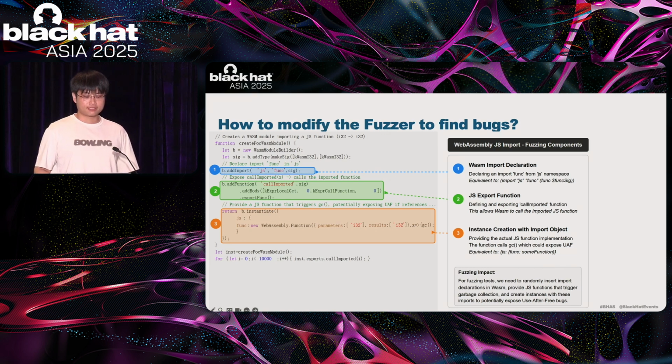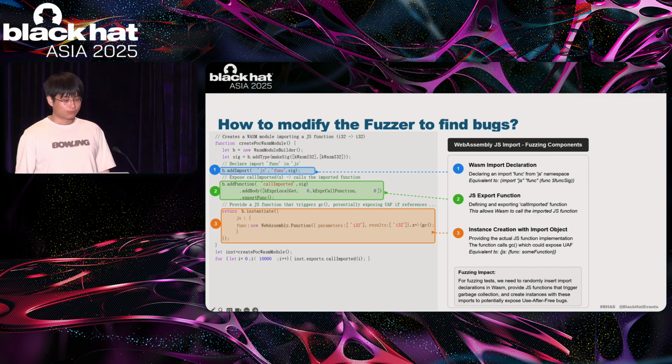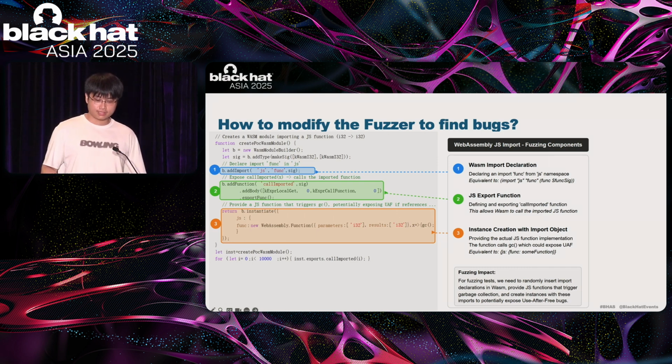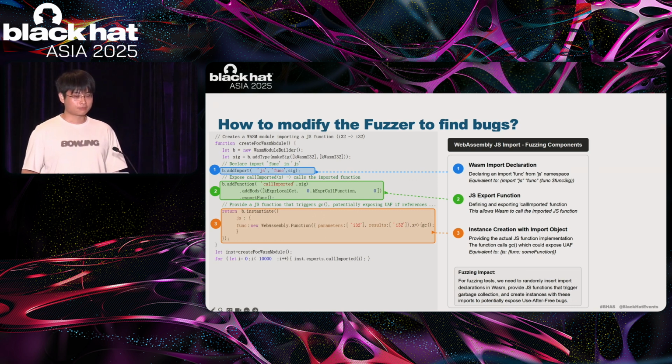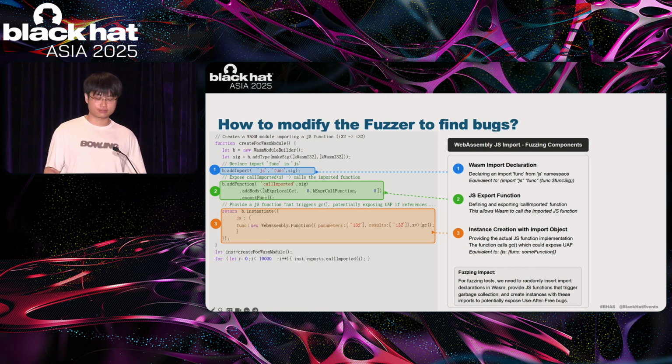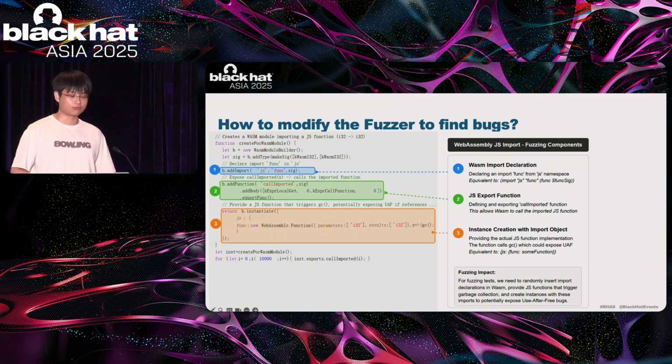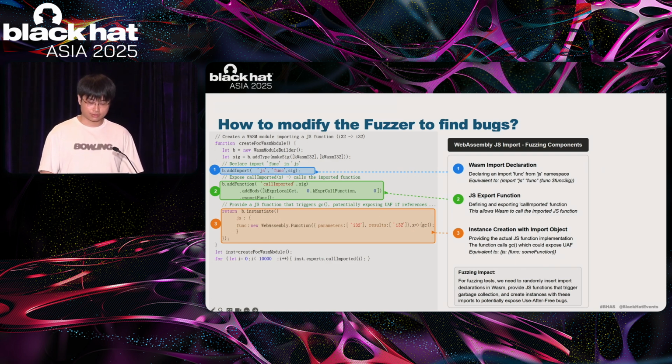This slide further refines our fuzzing strategies, specifically focusing on testing the interaction between WebAssembly and JavaScript through the import section. The diagram on the right illustrates the 3 key components of this process. The first component is the WebAssembly import declaration. This defines an imported function from the JS namespace, which allows the WebAssembly to call a JS function as if it were a native function.